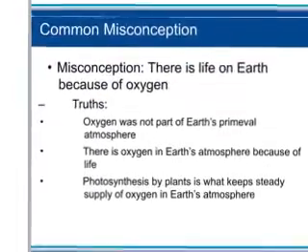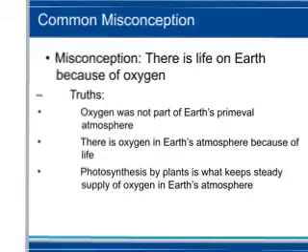So it's a common misconception that there is life on Earth because the Earth has oxygen, but in truth, oxygen was not a part of the Earth's original atmosphere. Instead, there's oxygen in Earth's atmosphere because life exists on Earth. So the photosynthesis by plants is actually what keeps a steady supply of oxygen. Photosynthesis of plants is when the plants take in the carbon and exhale the oxygen.